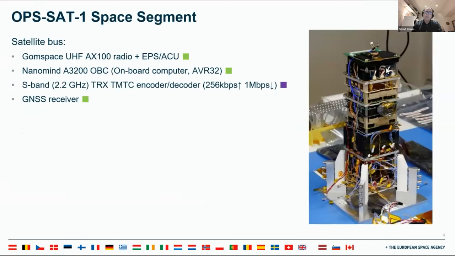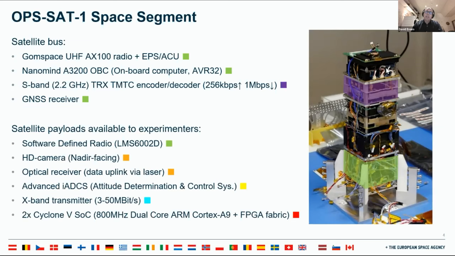So this is the space segment, just quickly over this. It's basically 2 spacecraft. That's one of the spacecraft, the green area, and the purple area, which is based on CubeSat technology. The green area has everything that a normal CubeSat would have, off the bus based on GOM space. And the purple bit is what makes it look like a normal spacecraft to the ground, because it's a CCSDS compliant S-band transponder, which can do 256 kilobits up and 1 megabit down.